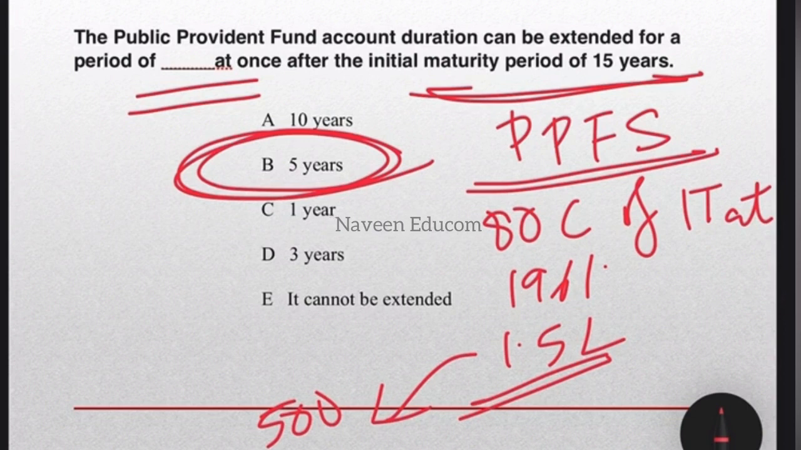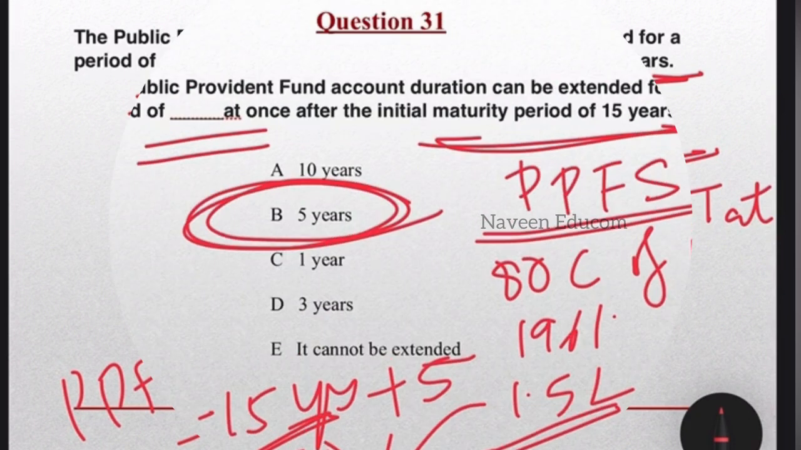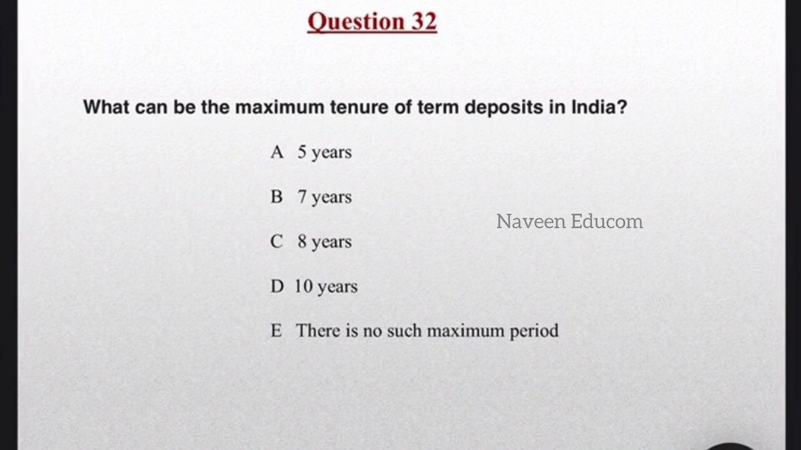The initial maturity period of a PPF account is 15 years, whereas it can be extended for a duration of 5 years at a time, and so on. Hope you are getting these important points, and finally we have got our answer. Coming to the next question, what can be the maximum tenure of term deposits in India?